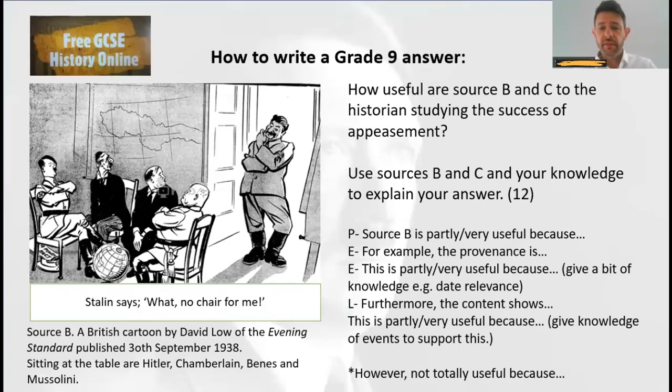If you want to, at the end, I've given that writing frame. If you want to really give a very clear judgment and you want to evaluate a little bit more, you could add in a "however, not totally useful because", and talk about a sort of lack of utility, if you like, somewhere. Again, put yourself a time limit, 6 or 7 minutes maybe for this one to do, and we'll show an example shortly. All right, give it a go.